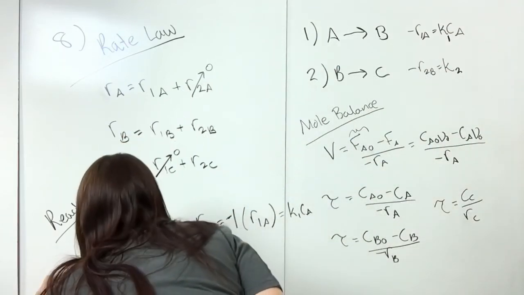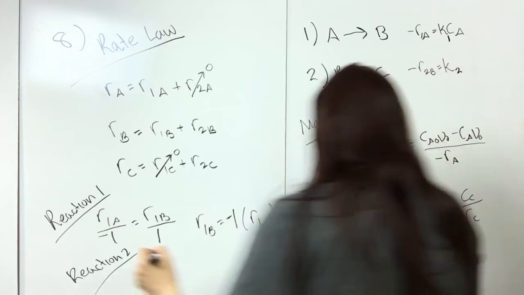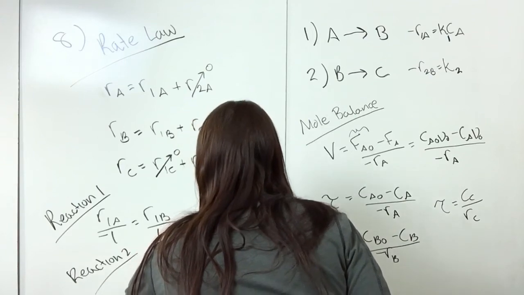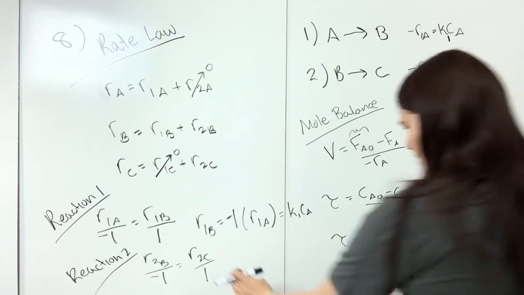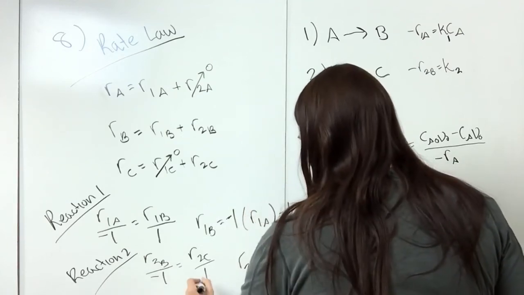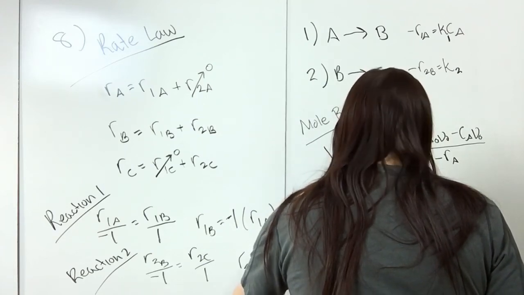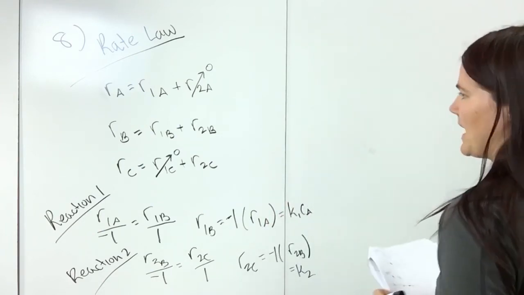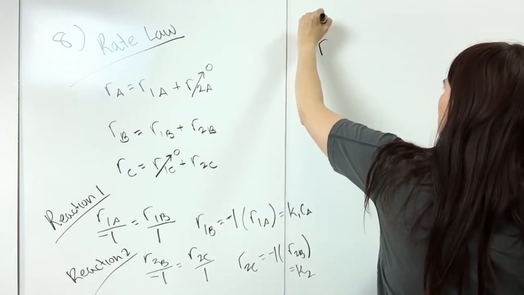So then for reaction 2, we know that R2B over minus 1 is equal to R2C over 1. And so then we know that R2C is equal to minus 1 multiplied by R2B, and so that is equal to K2. You can combine these to get your total rate laws, so I'm just going to write combine.